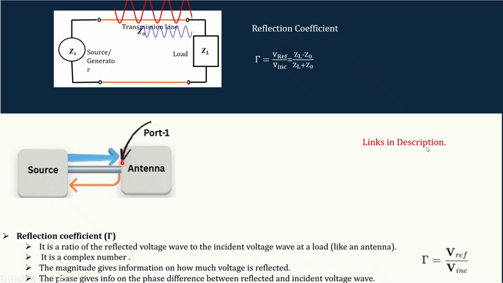We have a video on our channel which describes more about the reflection coefficient. I will put the link in the description if you want to know more about it. So let's see how we can use the Smith chart.